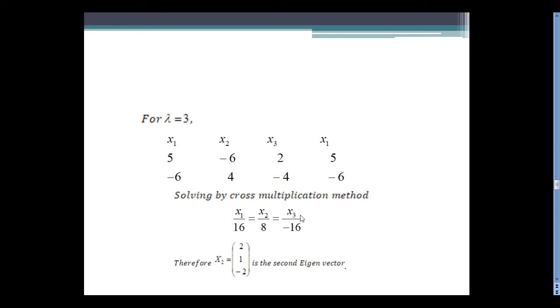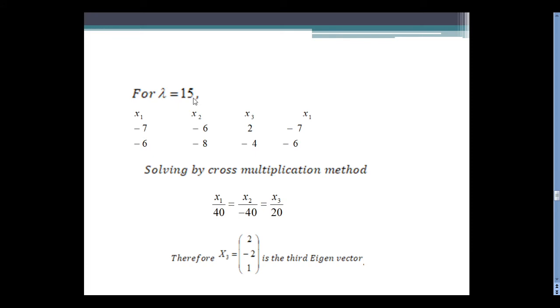Apply the cross multiplication. We are getting x1 divided by 16, x2 divided by 8, x3 divided by minus 16. All three values are divisible by 8. So we get 2, 1 and minus 2. So let us write x2 is equal to 2, 1, minus 2, which is the second eigenvector.